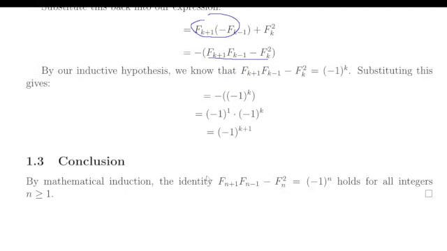So we conclude that by mathematical induction, the identity f sub n plus 1 times f sub n minus 1 minus f sub n squared equals negative 1 to the nth power holds for all integers n greater than or equal to 1.